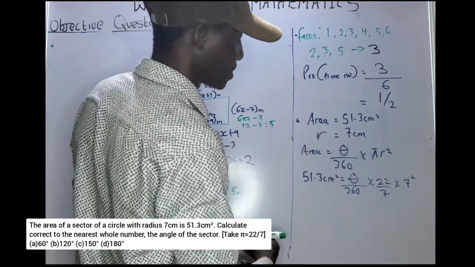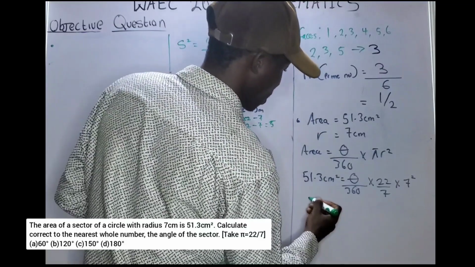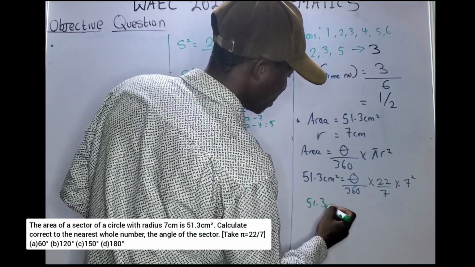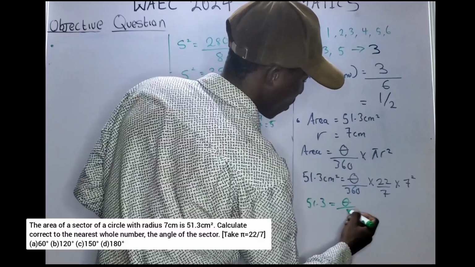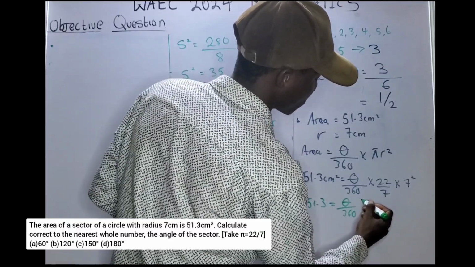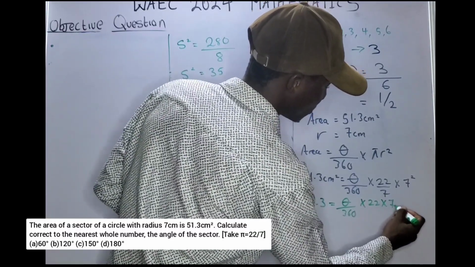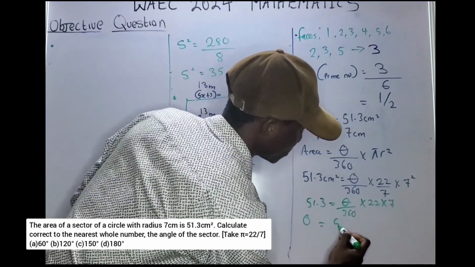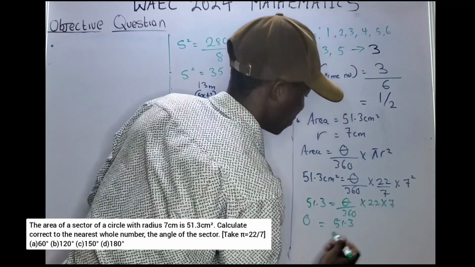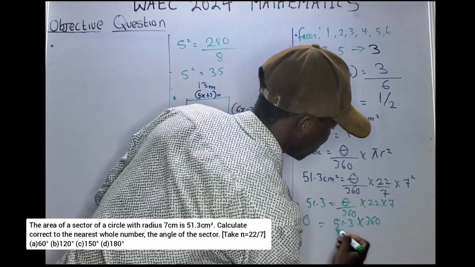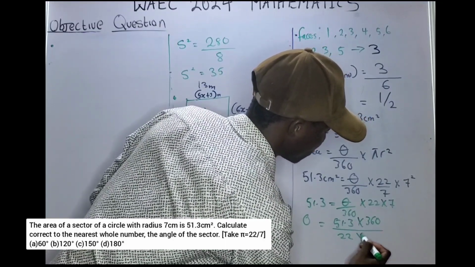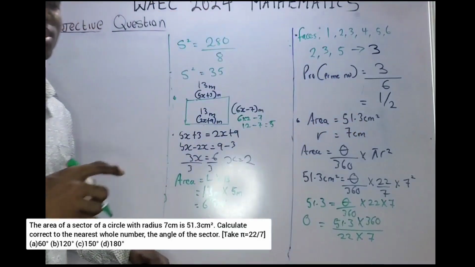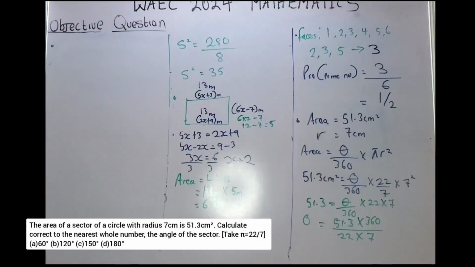Now let's determine the value of theta. For this, I'm going to have 51.3 is equal to theta all over 360 multiplied by 22 times 7. Okay, so theta is equal to 51.3 times 360 all over 22 times 7. All I did was make theta the subject of the formula. I've not done anything else. Now you can punch your calculator to get the value of theta.